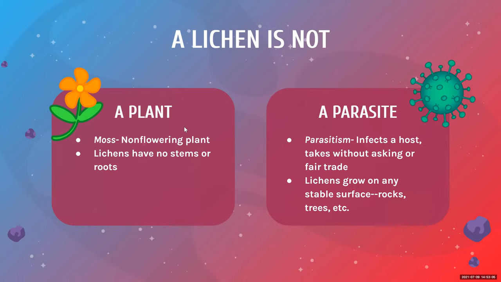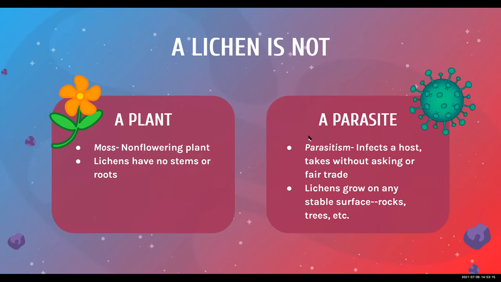So a lichen is not a non-flowering plant, and it's also not a parasite. Parasitism is when it affects a host, and lichens are usually on a host just for growing. They don't use it for nutrients, so they don't infect without asking or treating, which is what we consider viruses to do. So again, let's go into what a lichen is.